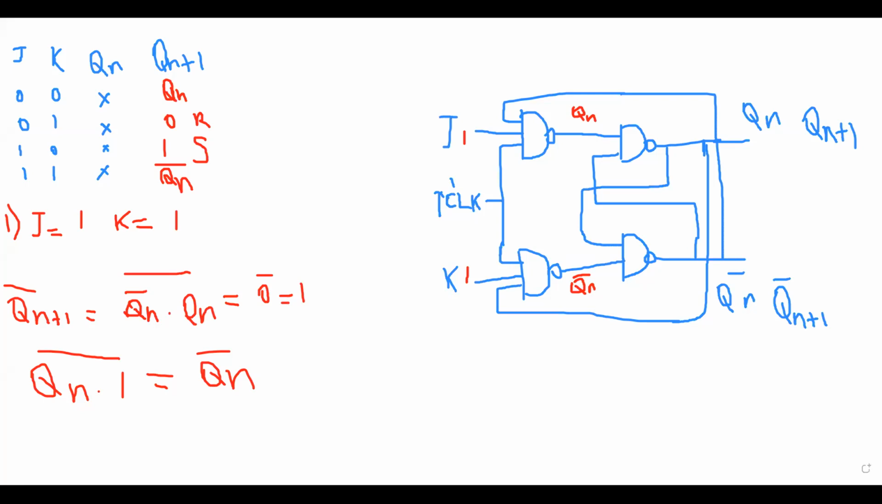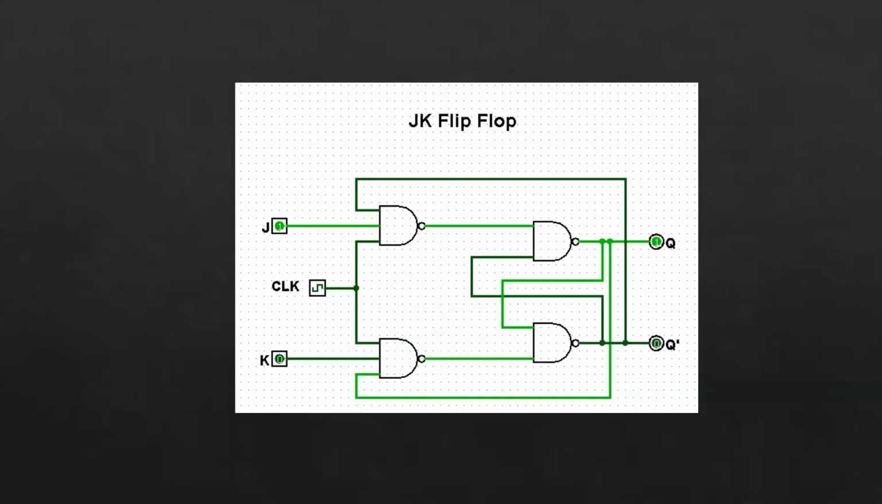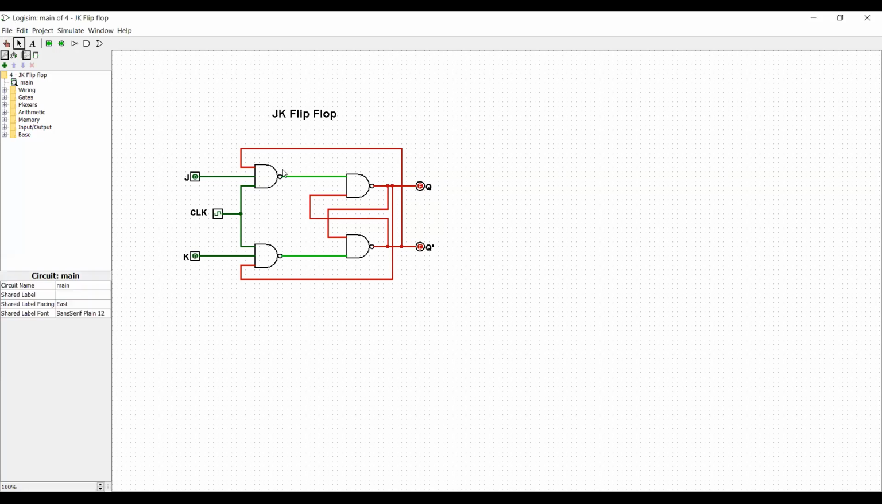Now I'll move to the presentation slide. And here you can see the circuit diagram of the JK flip-flop. And now I'm going to tell how to draw the JK flip-flop in Logisim. Here I already drew a JK flip-flop, but you can see here I have an error. Now I'll show you how to remove this error.